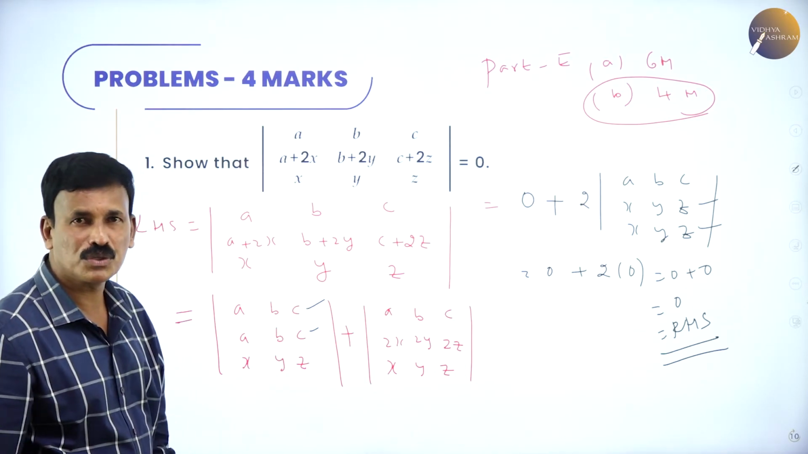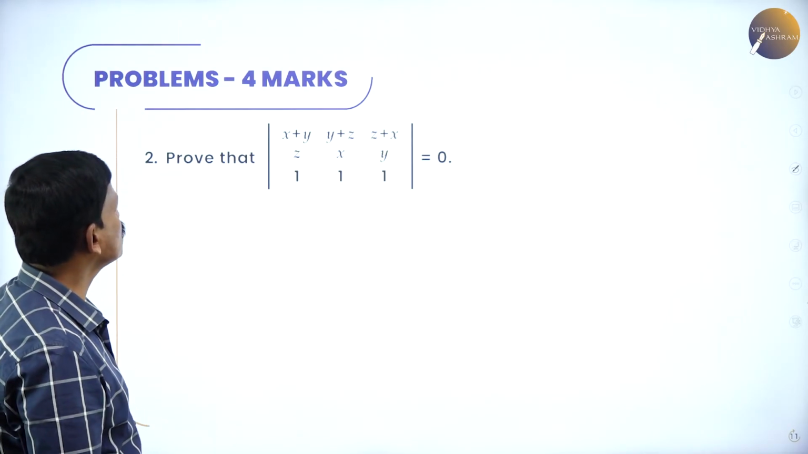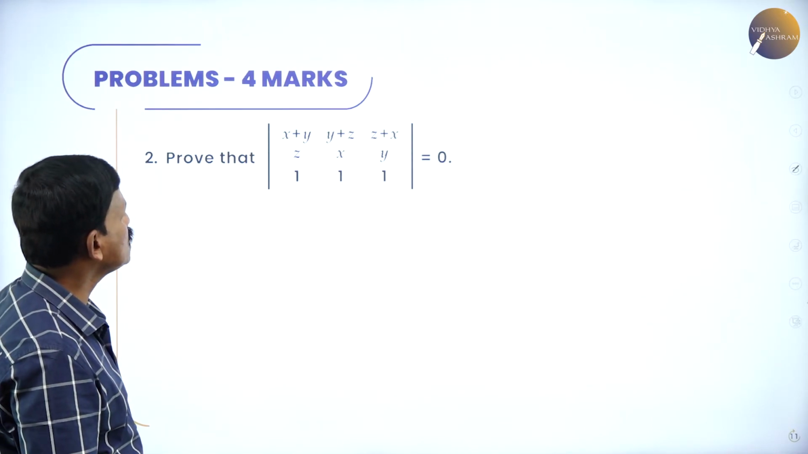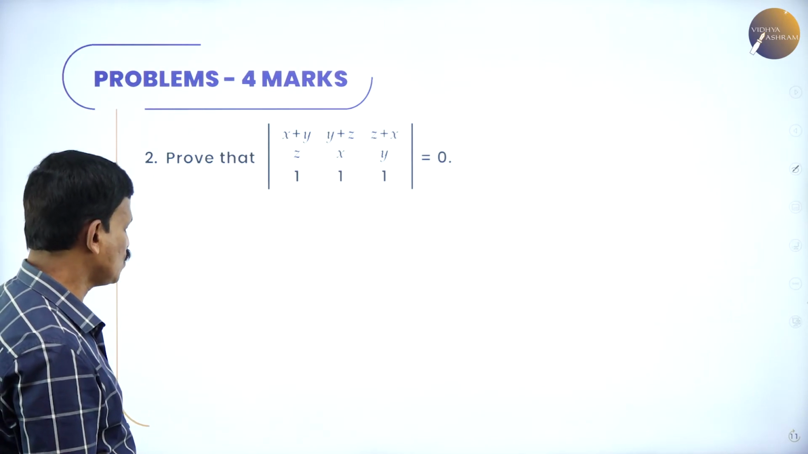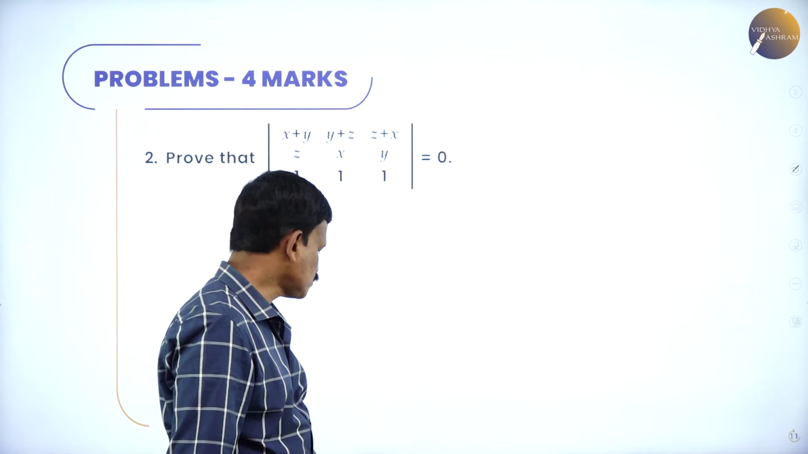Now let us take one more problem. Let us take this problem. Prove that the determinant with rows x plus y, y plus z, z plus x; x, y, z; and 1, 1, 1 is equal to 0. So this is also the same type of problem.